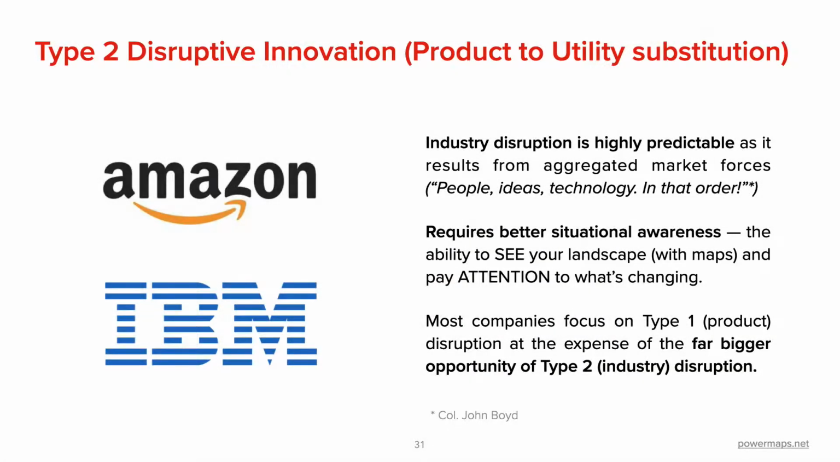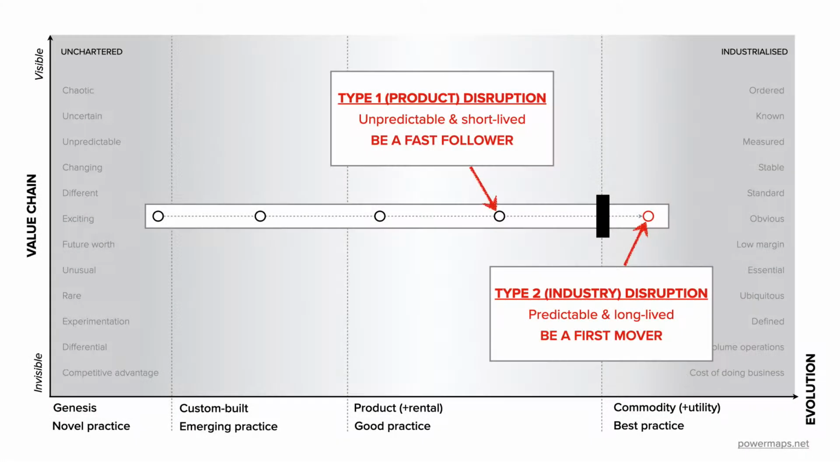This is Type 2 disruption, where a product like servers is substituted by a utility service like cloud. Unlike Type 1 disruption, Type 2 is entirely predictable because it's the result of aggregated forces on the market. But it requires better situational awareness to see it, a map to see what's happening and pay attention to what's changing. Unfortunately, most companies over-focus on Type 1 disruption and completely ignore the far bigger opportunity of Type 2 disruption. So remember, there are 2 types of disruption and you need to play them both differently.